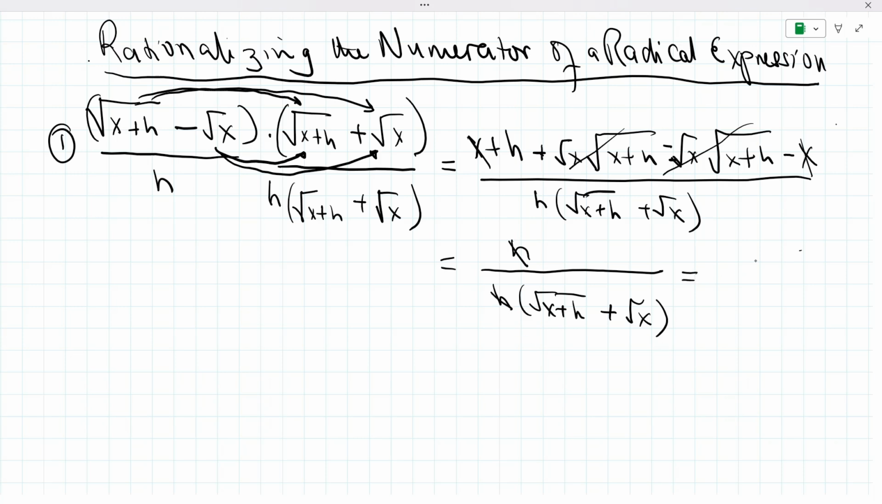And in the end, we have 1 over, open brackets, root x plus h plus root x, close brackets. So that becomes our final answer.